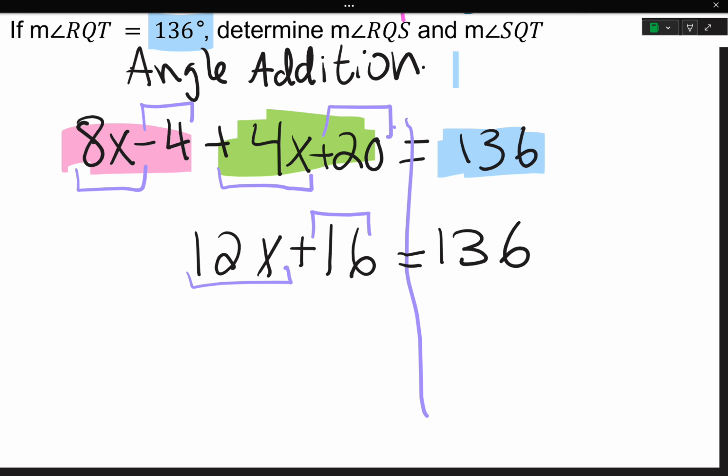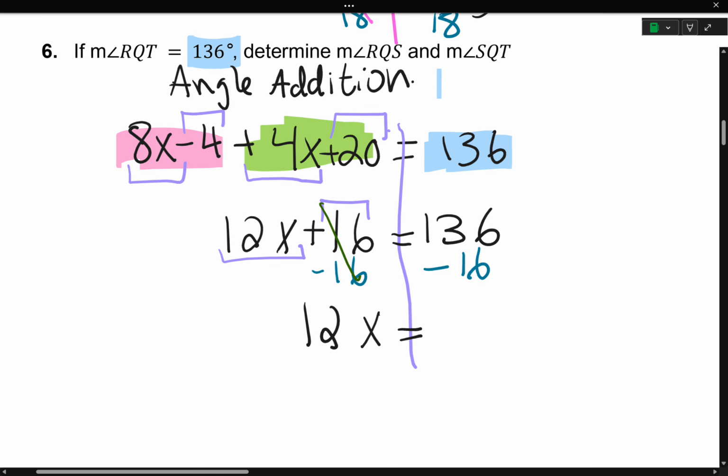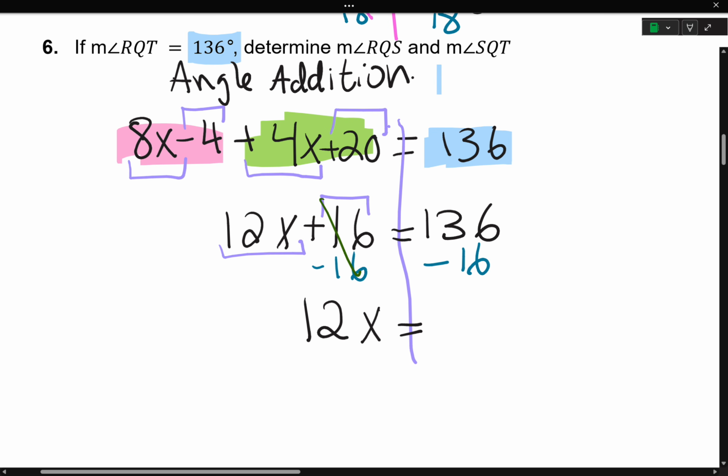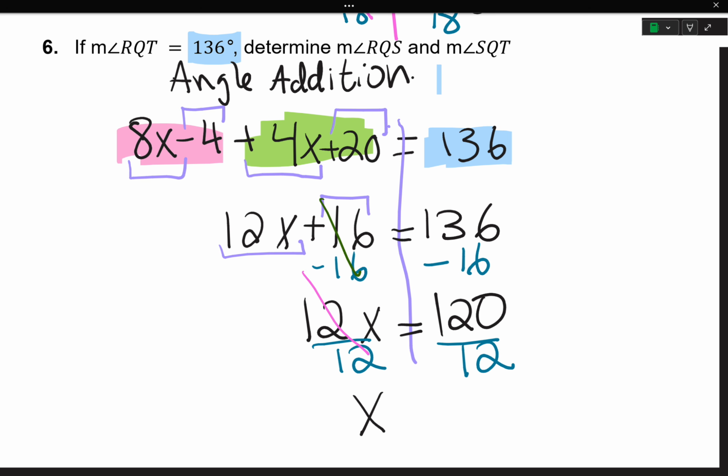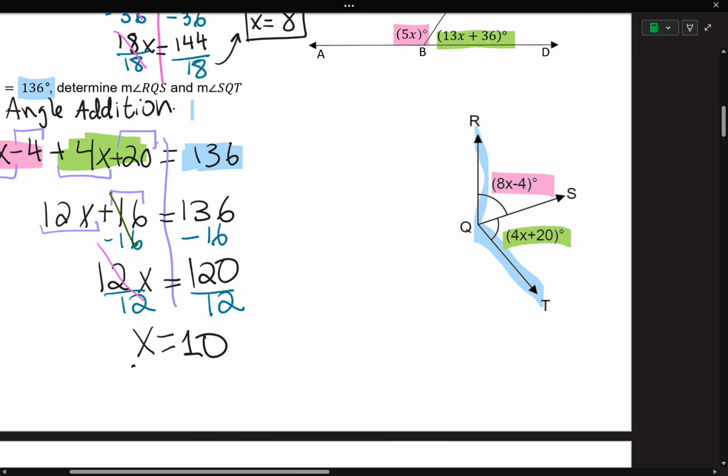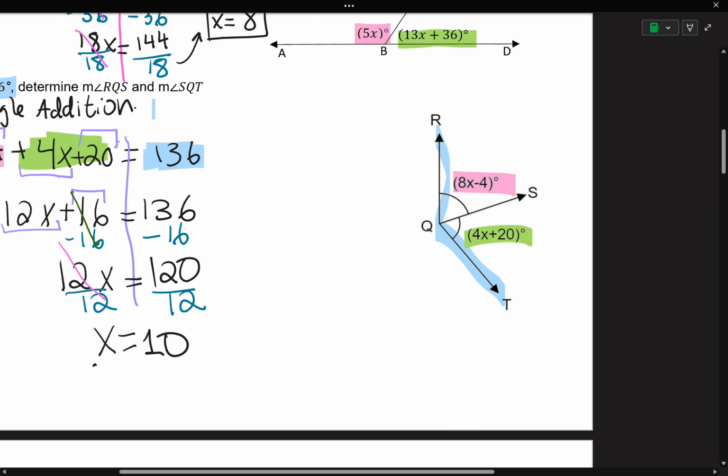Alright, next, let's work on getting x by itself. I'm going to subtract 16 from both sides first. So on the left, we have 12x equals 136 minus 16, which is 120. And then I get to finish up by dividing both sides by 12. So we've got x equals 10, which is fantastic, but we need to find the value of the two angles. Let's start with angle RQS.